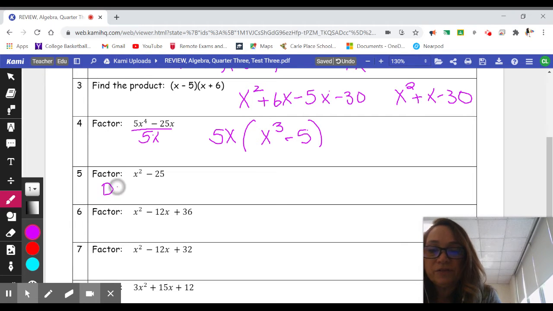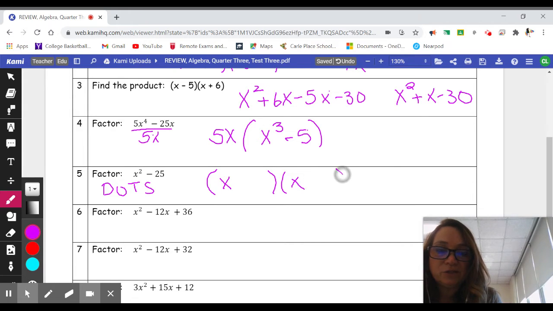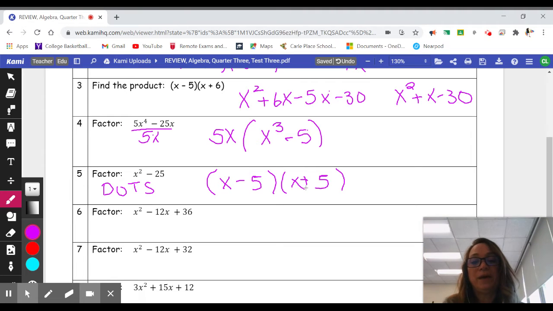All right, so this is the difference of two squares. I know that because x squared is a perfect square, and because 25 is a perfect square. So the square root of x squared is x, the square root of 25 is 5, and one's a plus and one's a minus, because remember they're conjugate pairs.